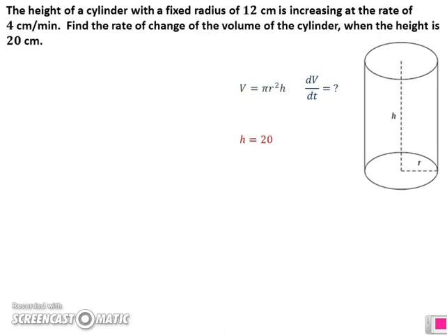They gave us the height was 20. They told us that the height was increasing at a rate of 4 centimeters per minute. They gave us the rate. They gave us the radius. And they also gave us the rate at which the radius is changing indirectly. It's not changing, it's not moving, it's fixed. So you have to be careful. Sometimes things are not moving, and if that's the case, then the derivative would be 0.